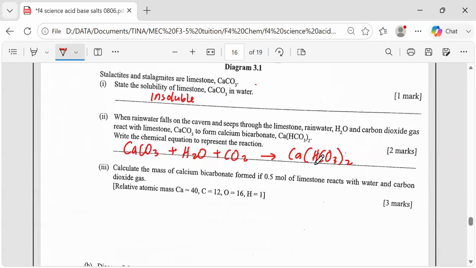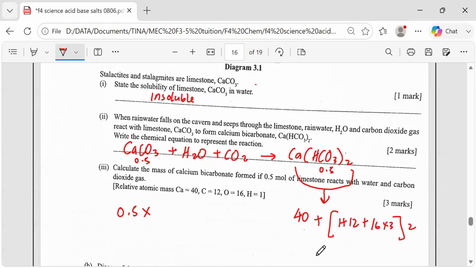Calculate the mass of calcium bicarbonate if 0.5 mole of limestone. So if this one is 0.5 mole, this one is also 0.5. You take 0.5 multiplied by the molar mass. Calcium is 40, hydrogen, carbon, oxygen times 2. 48 plus 12 plus 1 times 2 plus 40. 162, correct? 0.5 times 162 equals 81 grams. Don't forget your unit.